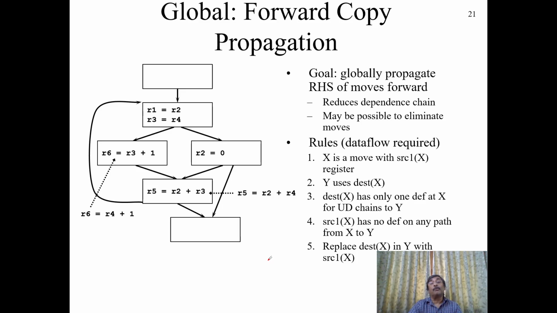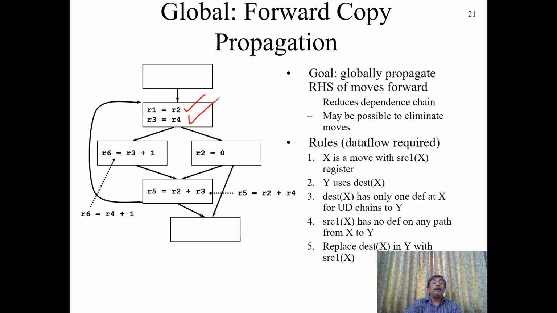So next one is forward copy propagation. So copy means move. Move means one register to another. This is a classic example of this; this is another example of a copy. You are copying R2 to R1. You are copying R4 to R3.